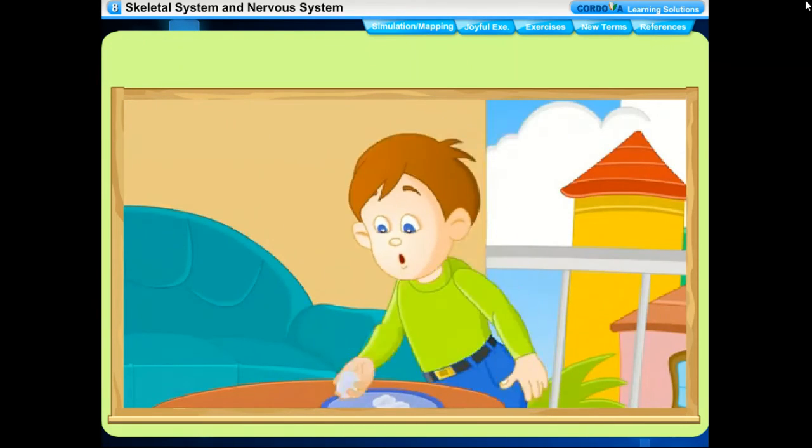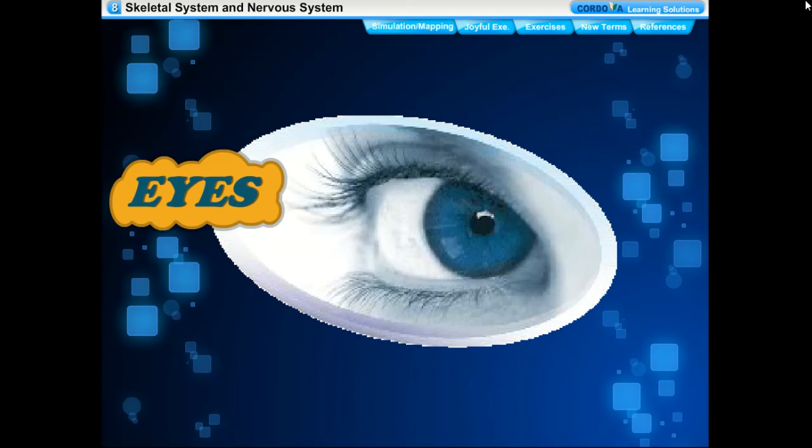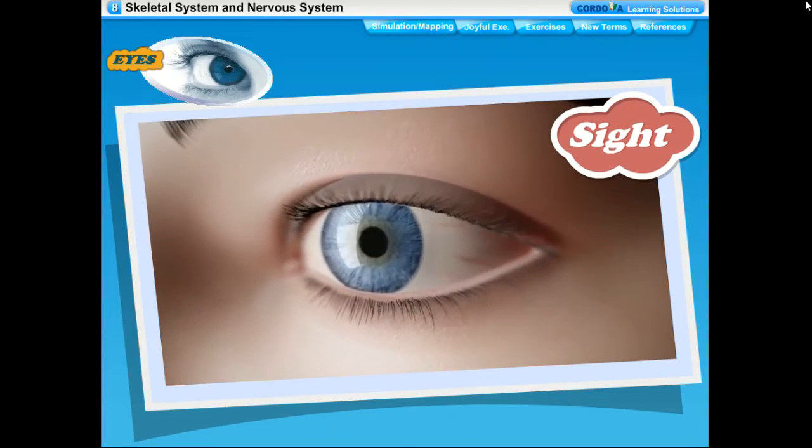Care of nose. Keep your nostrils clean by blowing it gently. Do not use your finger to clean the nose.